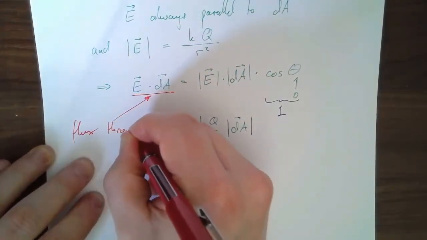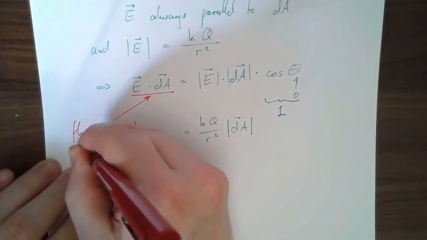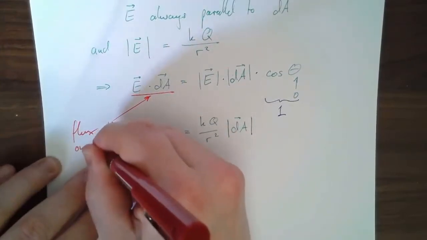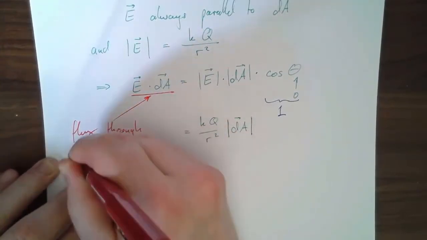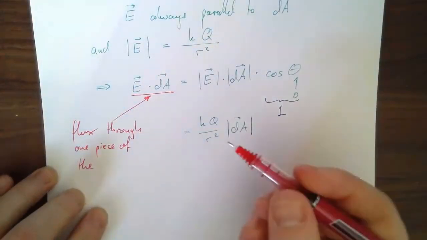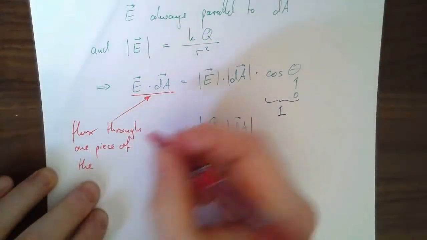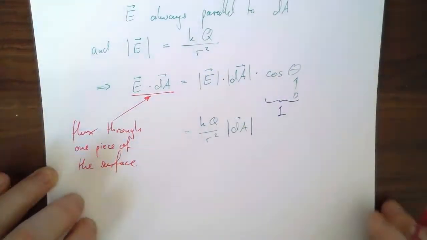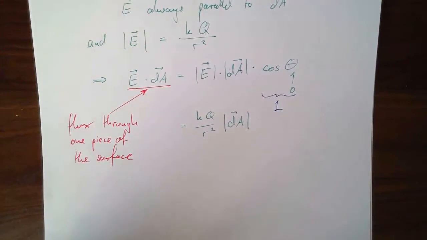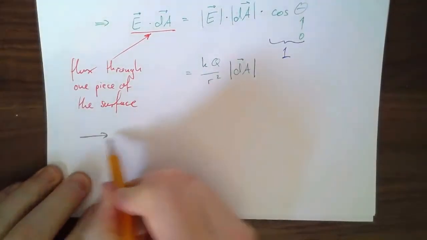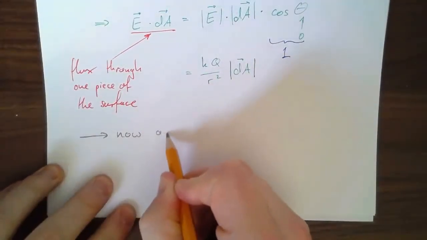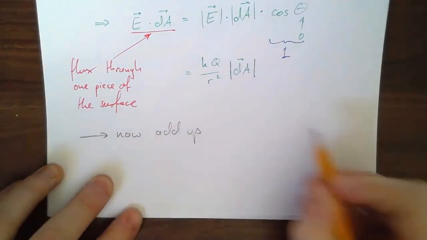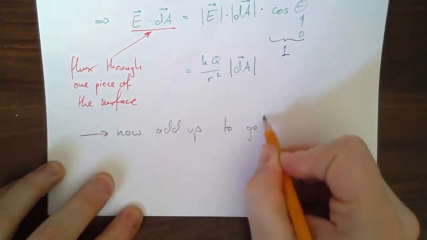Write this down: flux through one piece of the surface. When I say piece, I mean an infinitesimally small piece. The surface here is the sphere. So now we want to add them up to get the total flux.